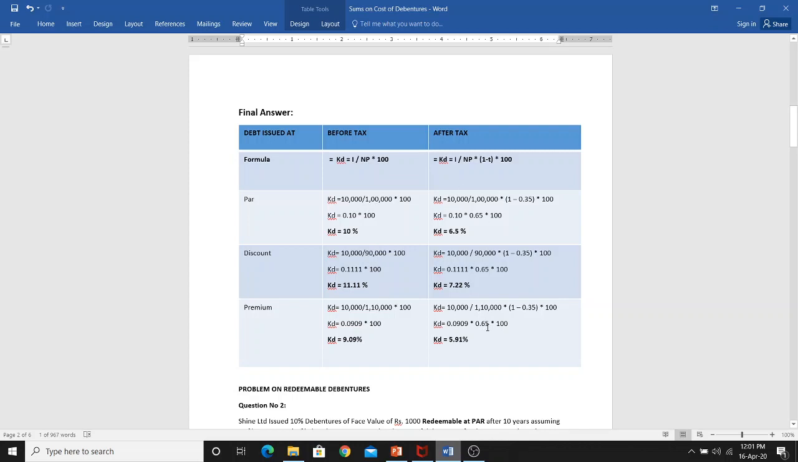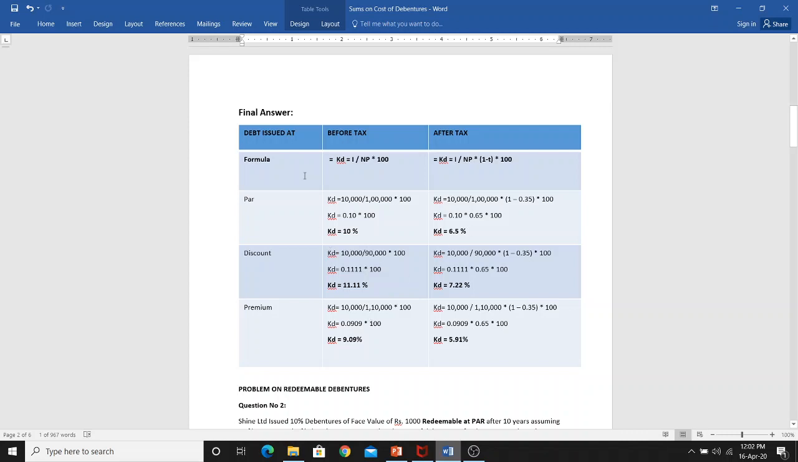Accordingly, you can write it out after tax also. And then you are going to multiply only after tax with 1 minus T. So 1 minus 0.35. If you solve it, 10,000 divided by 1 lakh into 100, you will get 0.10 into 100, that is 10%. So accordingly, we have solved these also.